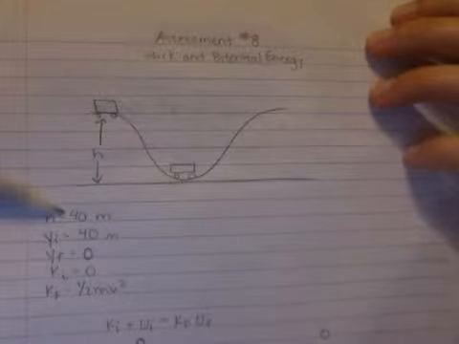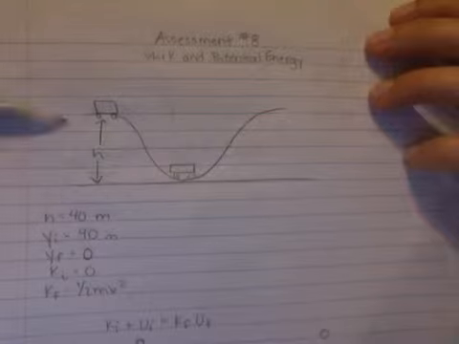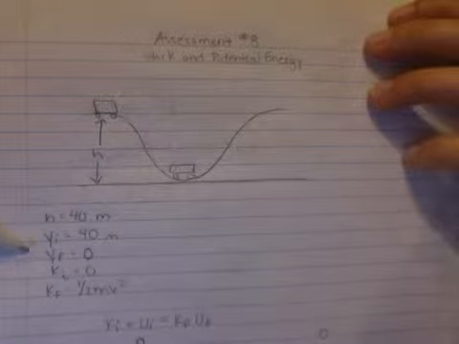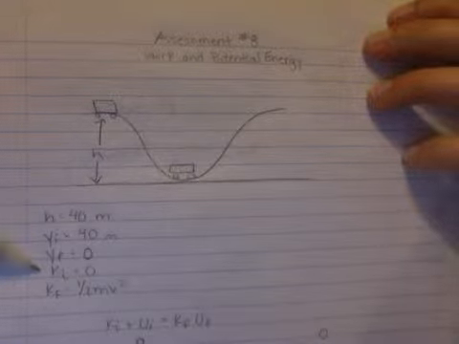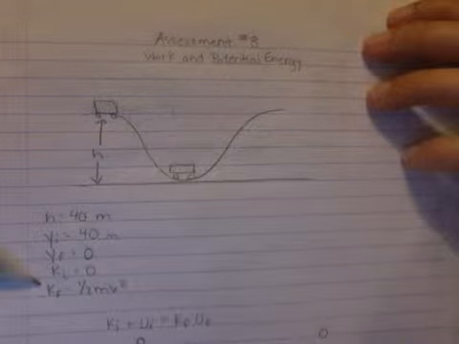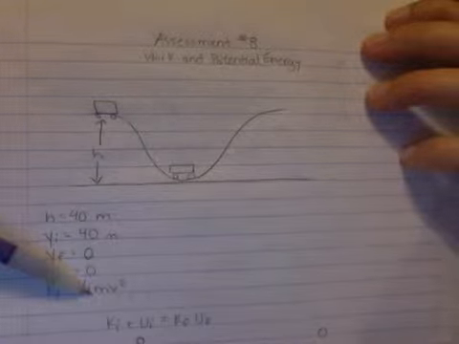What we know is that the height of the hill is 40 meters. We know that we are starting in the y direction 40 meters up, and that we're going to end up at a final y value of 0. Because we started at rest, we know that the kinetic energy is 0, and we're going to solve for v. We're going to look at our final kinetic energy to find the final velocity.